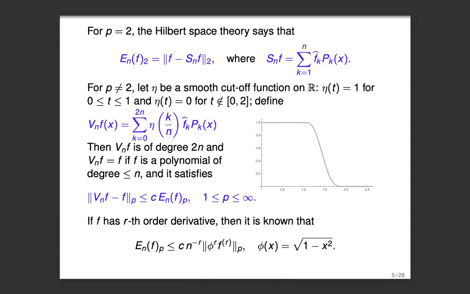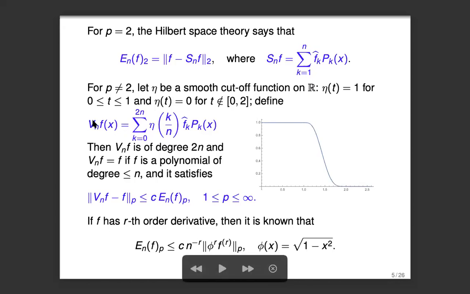Well, this can all be solved by using orthogonal polynomials. For p not equal to 2, let eta be a smooth cutoff function. A function looks like this: eta(t) is equal to 1 for t from 0 to 1, and then from 1 to 2 it decreases and becomes 0 afterwards.